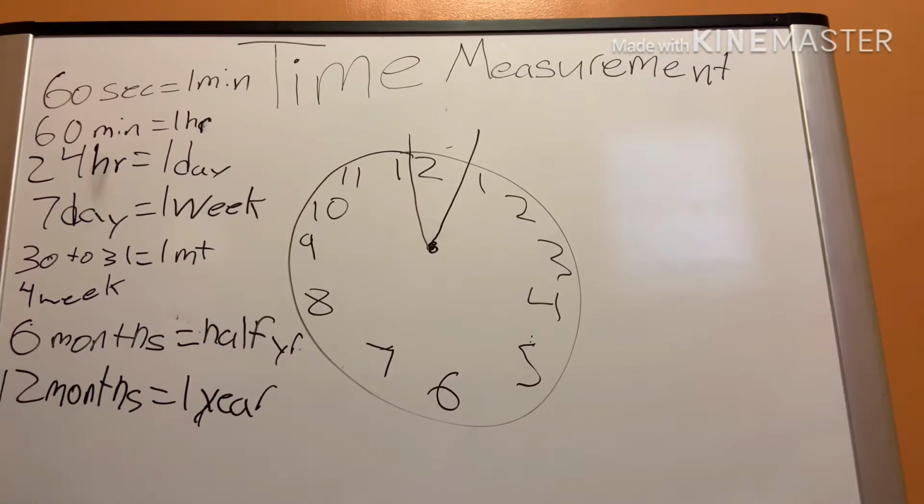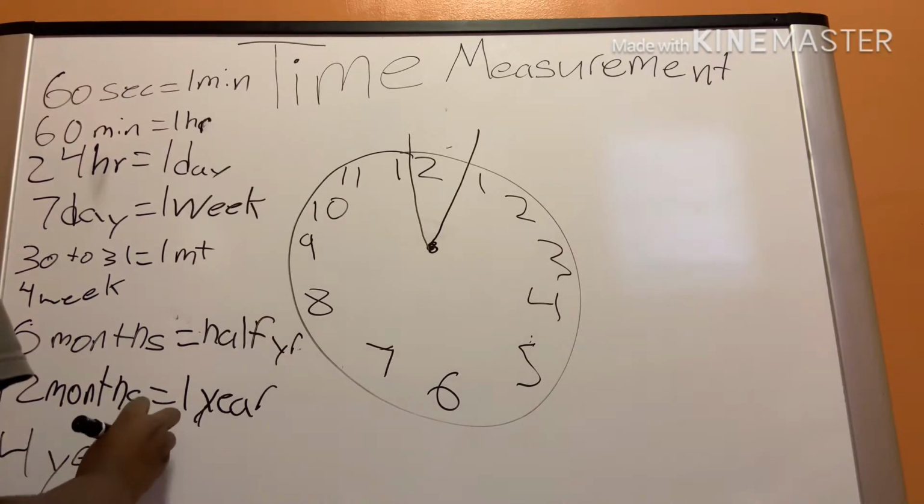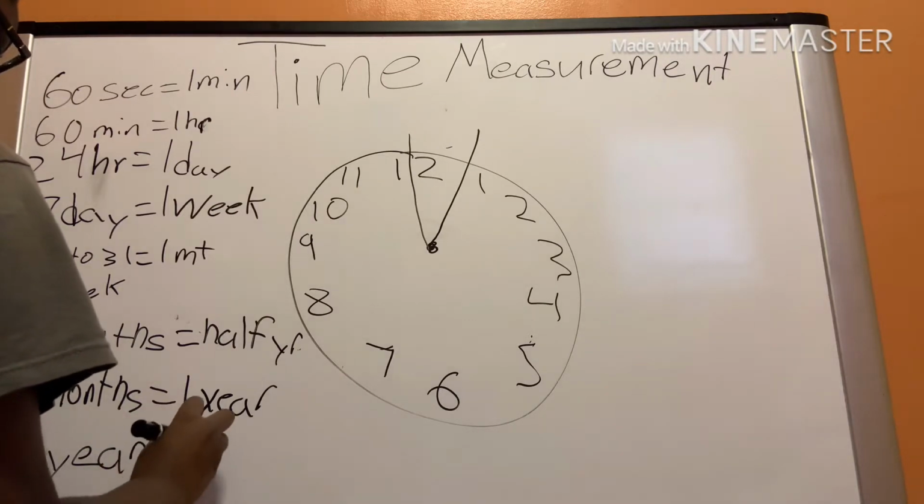For every 4 years, you have one leap year. So every 4 years, it's equal to one leap year.